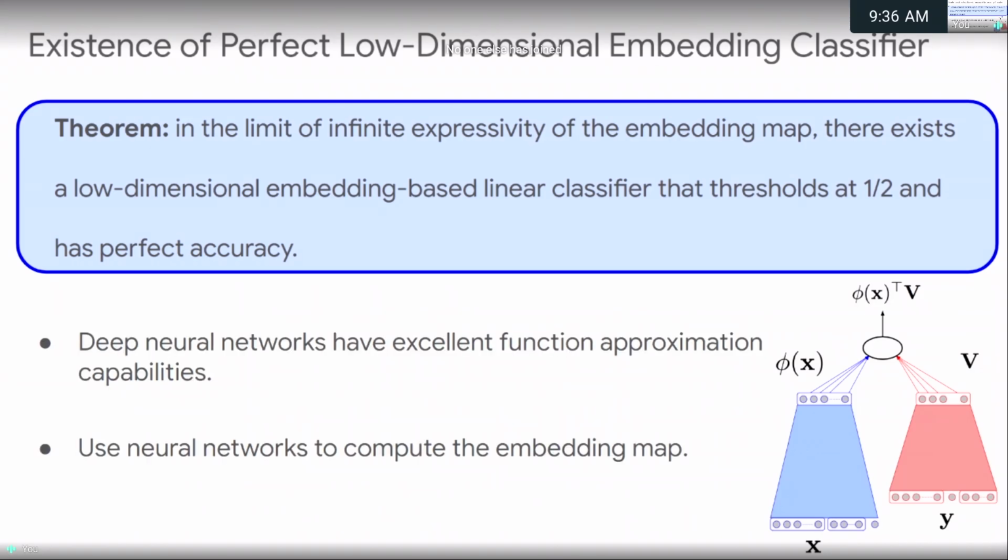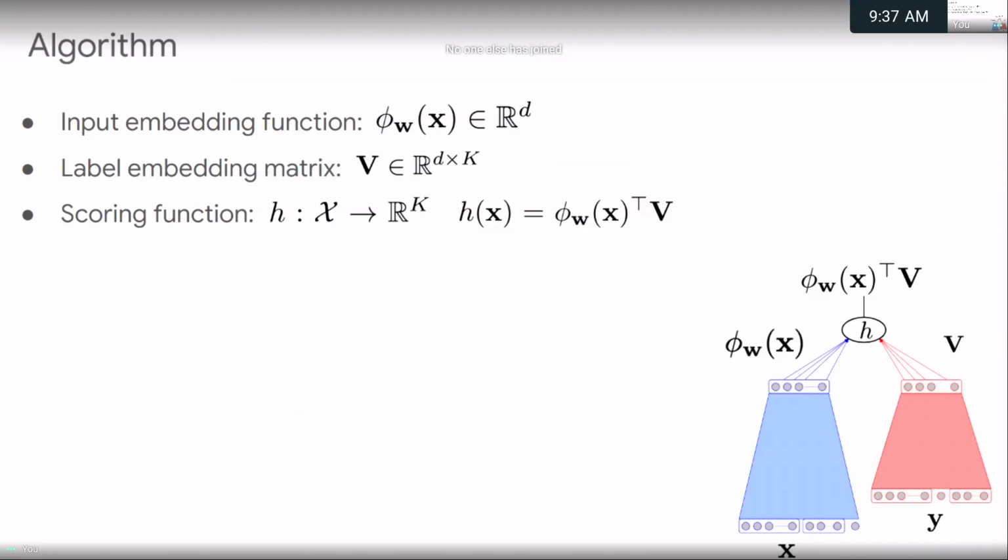Okay, but what is the problem with this theorem if you want to implement it in practice? The problem is that in reality, we cannot have infinite expressivity of any embedding map. But at the same time, we know that deep neural networks have excellent capabilities in function approximation. As a result, we can use neural networks to learn this embedding map. Let's see how it works. So this is our input embedding function. Now I use subscript W here, phi sub W, to show the dependence on the weights of the neural network that we are using.